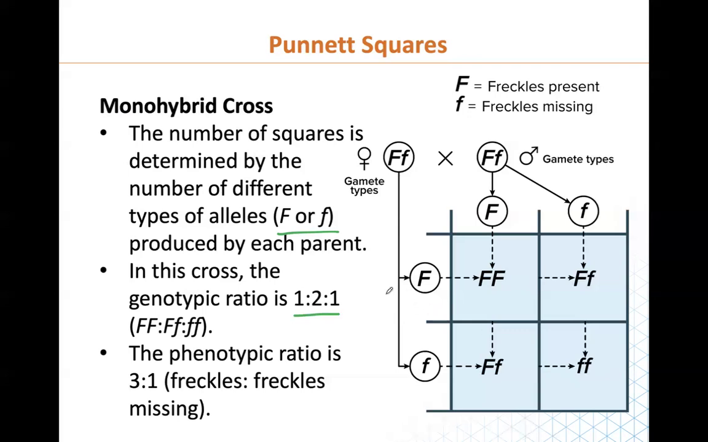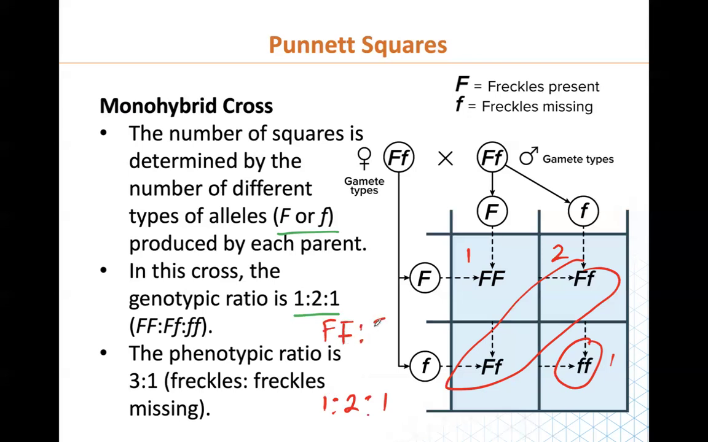If you want to know how to find a genotypic ratio, it's pretty easy. You count. This one is different, it's 1. These two are the same, it's 2. This one is different, it's 1. So the genotypic ratio will be 1 to 2 to 1. That is to say, 1 homozygous dominant to 2 heterozygous dominant to 1 homozygous recessive. So that is the genotypic ratio.